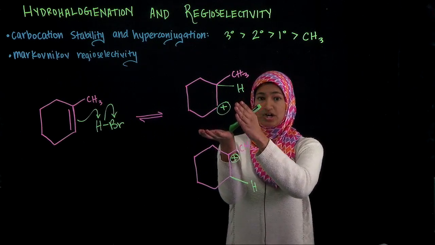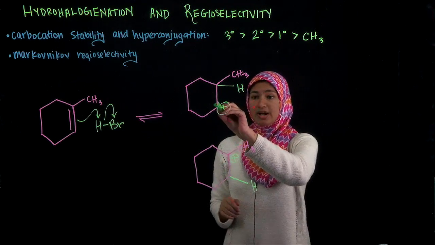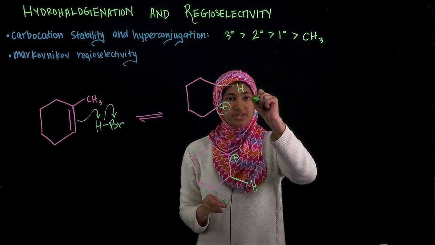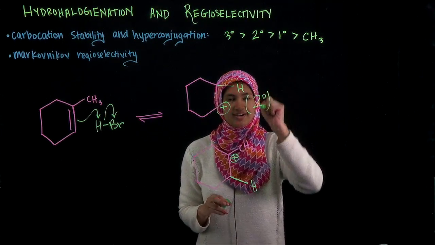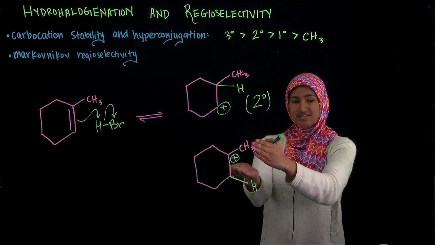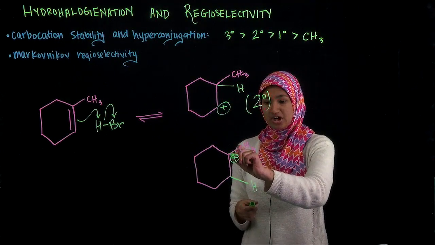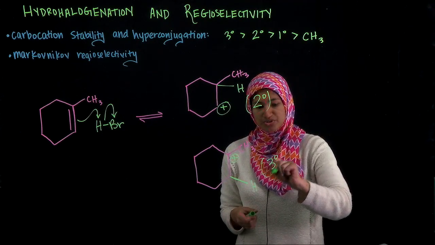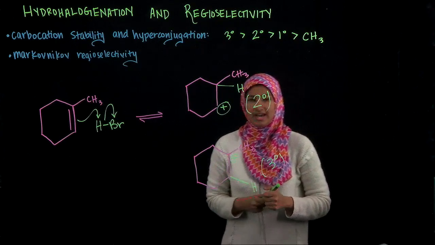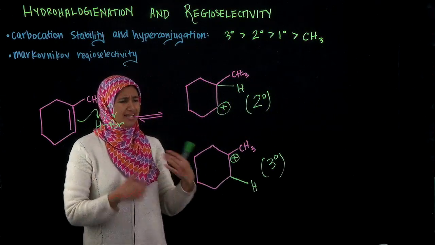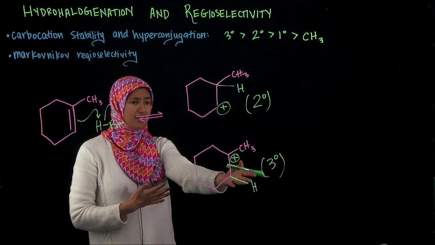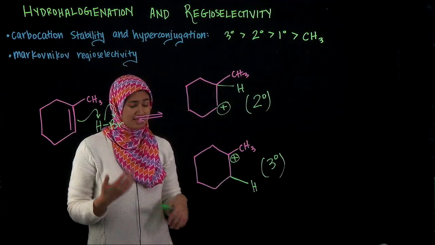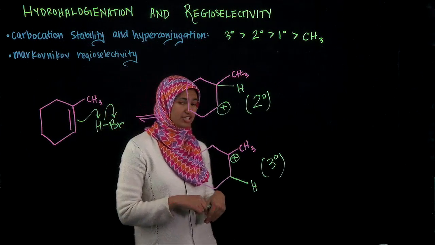So looking at this carbocation intermediate first, you have your carbon attached to two other carbons. So this would be a secondary carbocation versus this carbocation, which is, again, a carbon attached to 1, 2, 3 other neighboring carbons, producing a tertiary carbocation. Now, why is it that a tertiary carbocation is more stable than a secondary, as I've outlined up here? And this brings us to the idea of hyperconjugation.